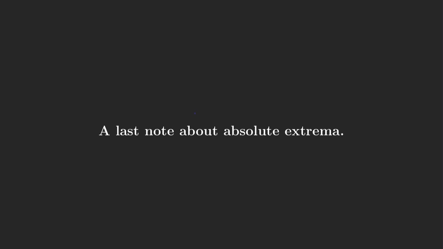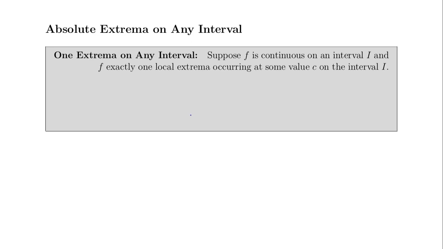We want to talk about absolute extrema. So we have the extreme value theorem that says if your function's continuous on a closed interval, we know that there are both the absolute max and the absolute min on that interval. And we also know where to find them. They're at endpoints or critical points.